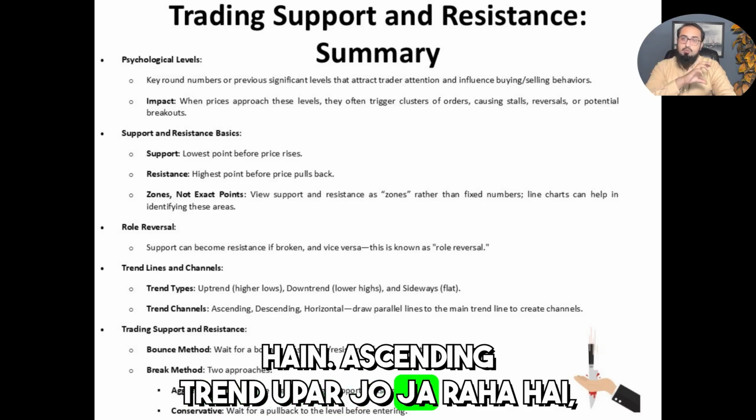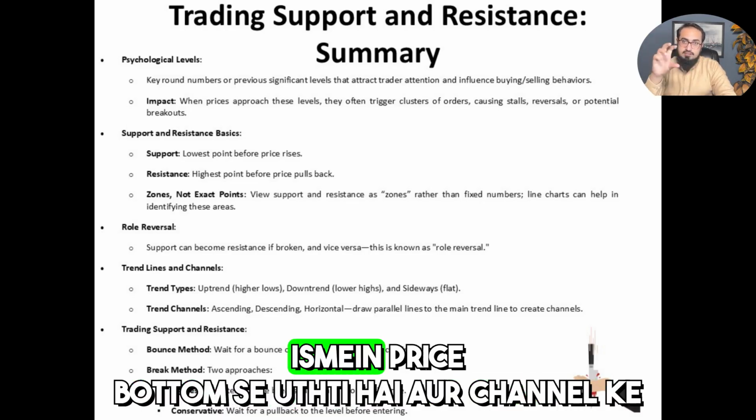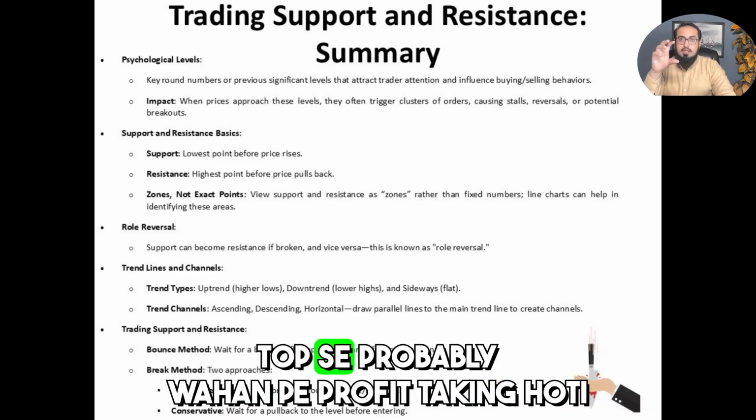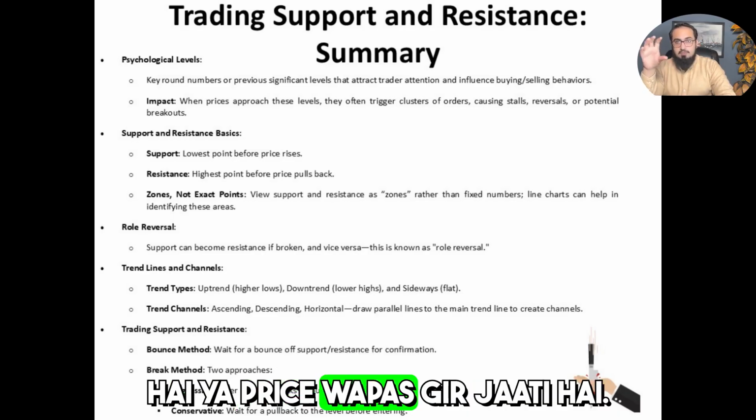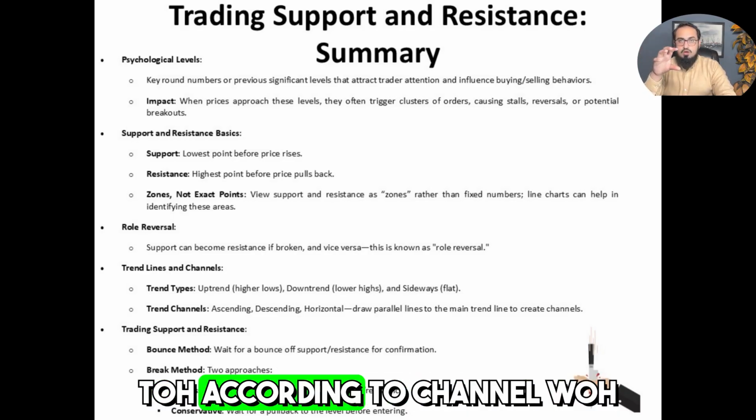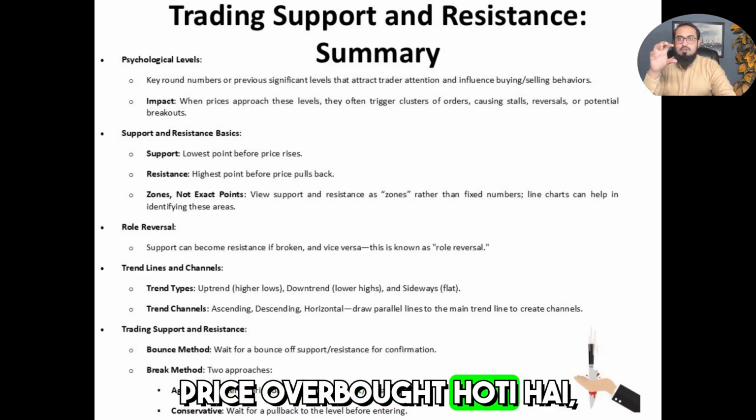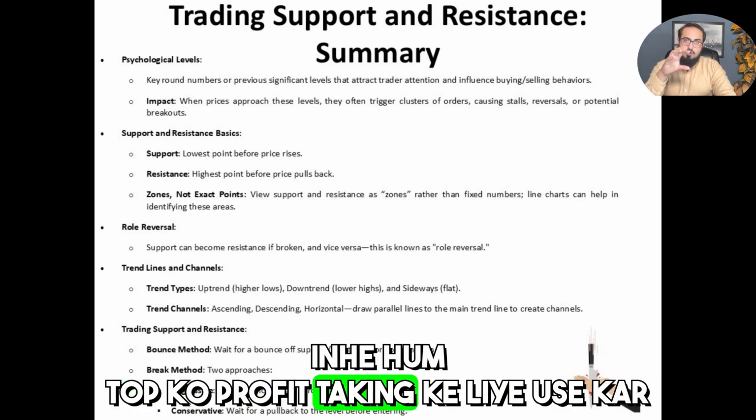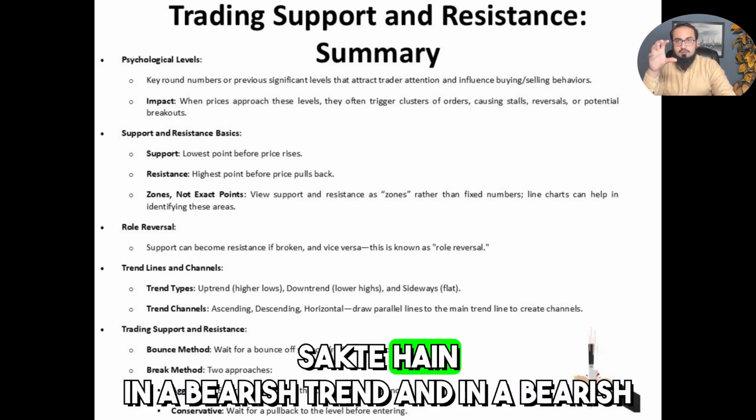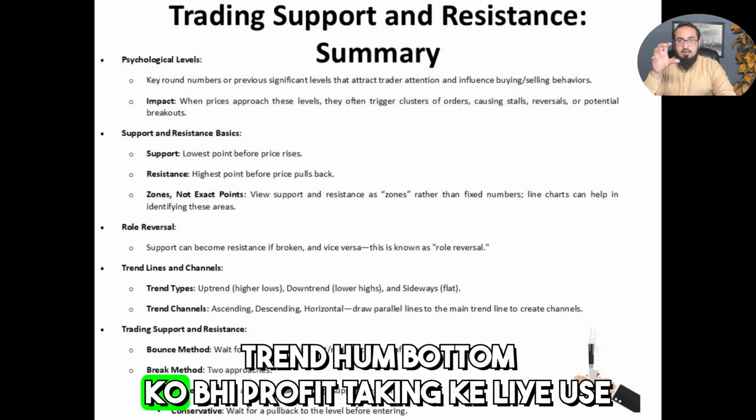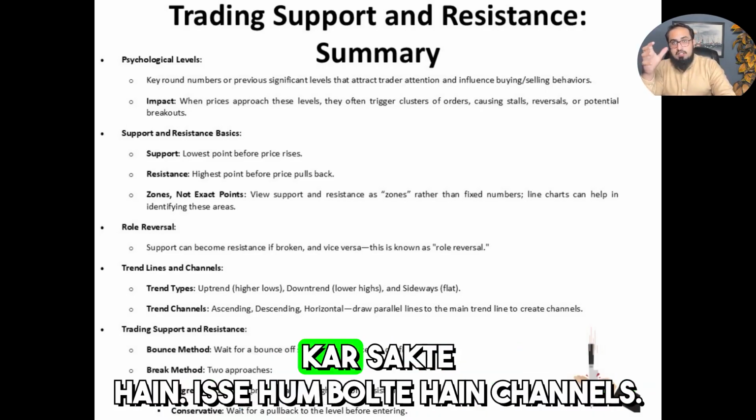Then in the ascending trend that is going up, the ascending channel, the price rises from the bottom, and at the top of the channel, probably profit taking happens there, or the price falls back. So according to the channel, the price is overbought. We can use those tops for profit taking. In bearish trends, we can also use the bottoms for profit taking. This is what we call a channel.